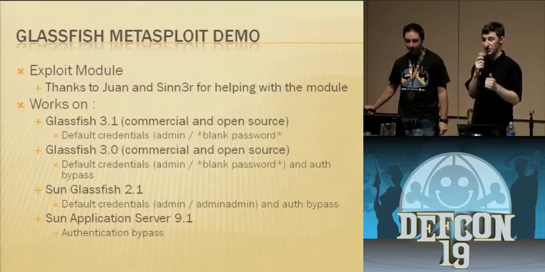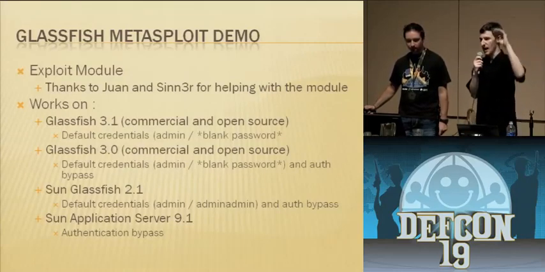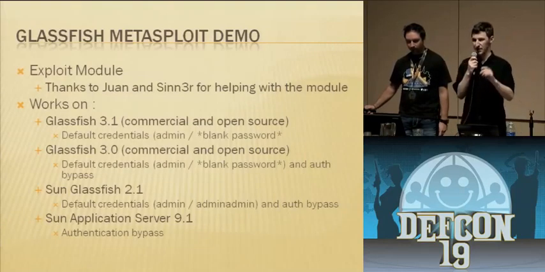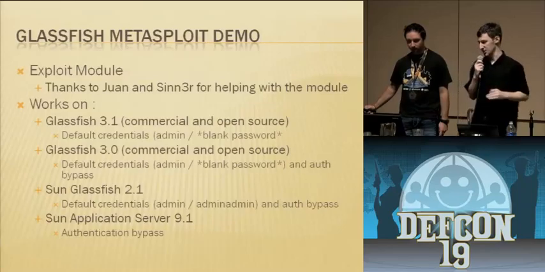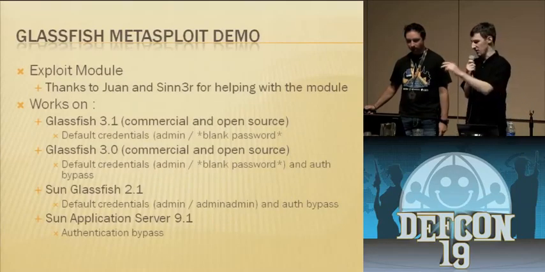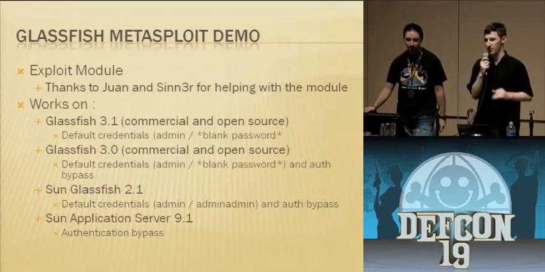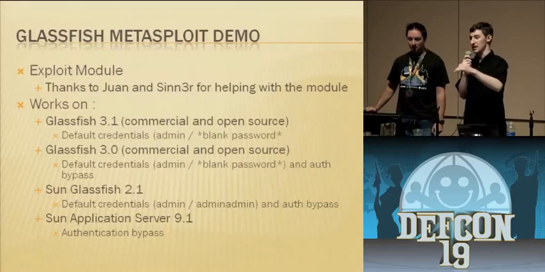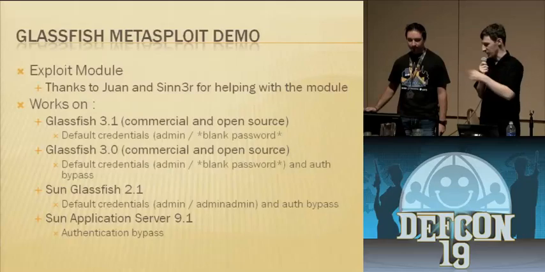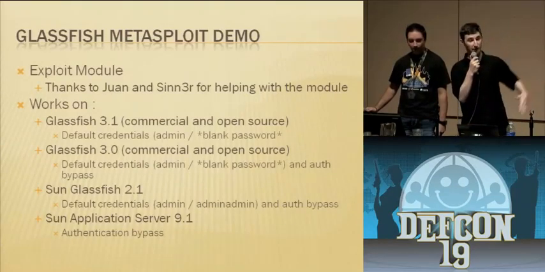It does version detection for you, and then it does the best type of approach first, and then it will walk down from there. So on Glassfish 3.1, you have default credentials. For the earlier versions, you know, 3.0 or Sun Application Server or Sun Glassfish 2.x, it will try an authentication bypass, and then it will try the default credentials on those earlier versions. So those are fully documented, and that works great.